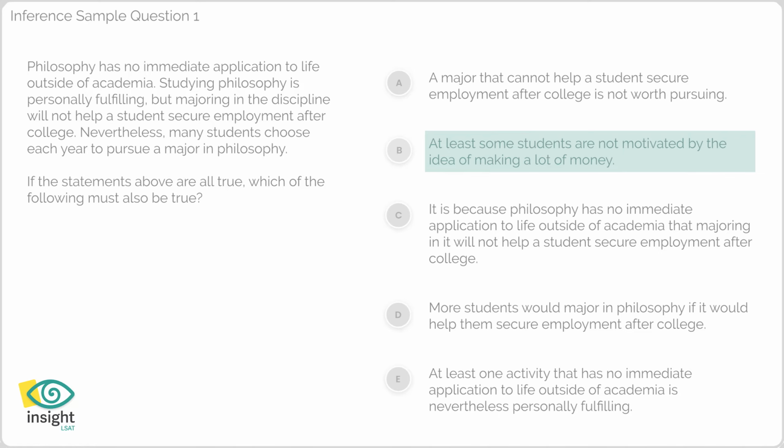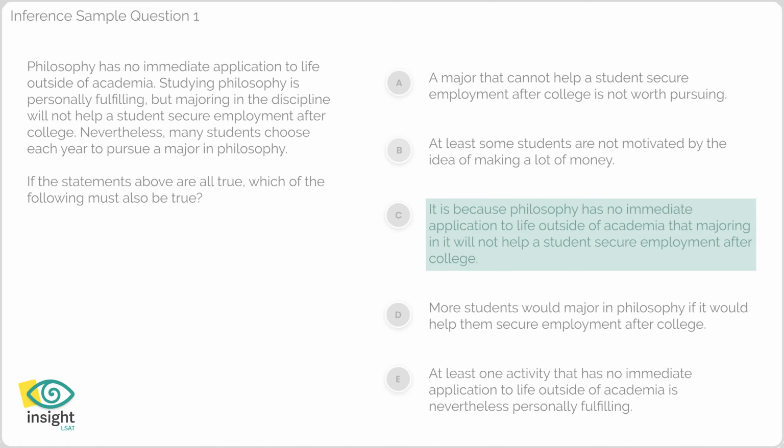Okay. I guess because students still major in philosophy even though it doesn't help them get work. I could see something like that. I'll leave it alone for now. C, it is because philosophy has no immediate application to life outside of academia that majoring in it will not help a student secure employment after college.